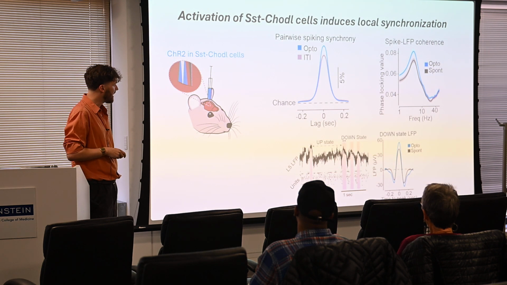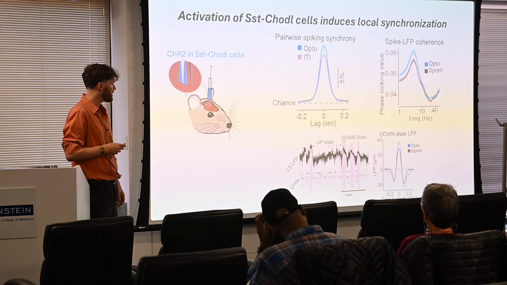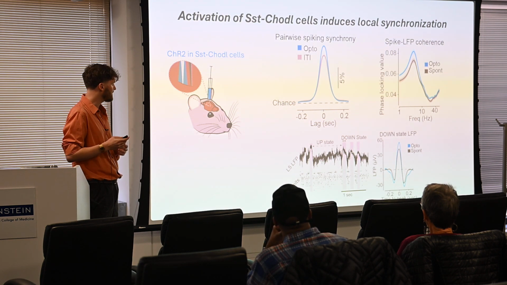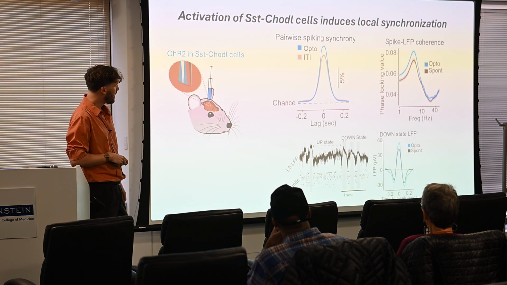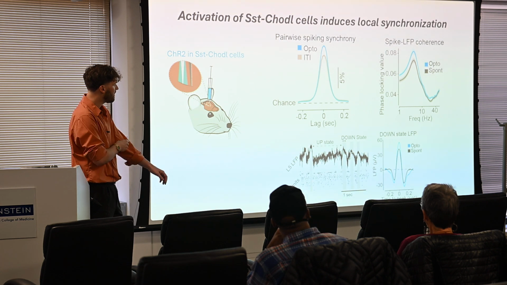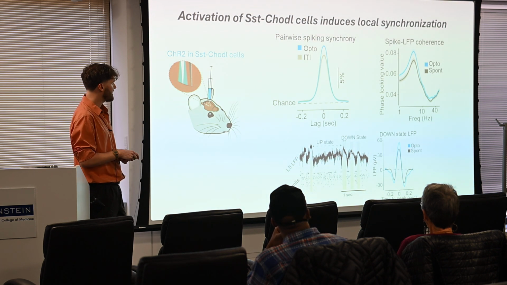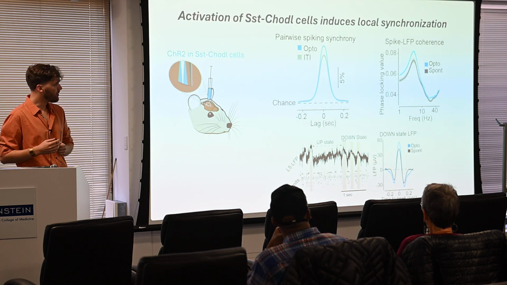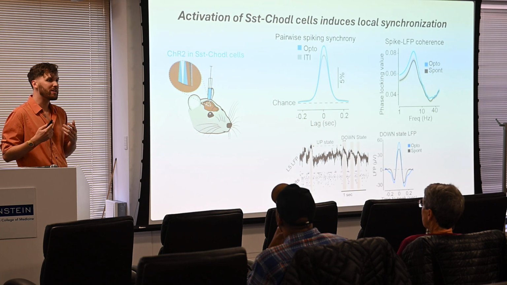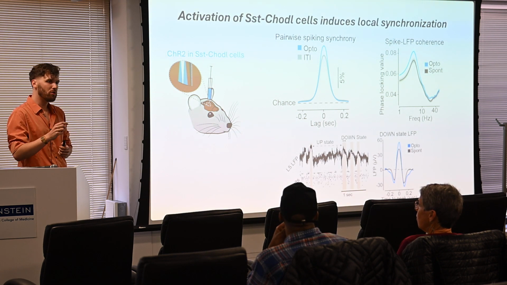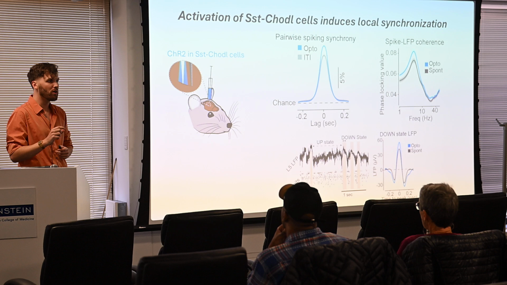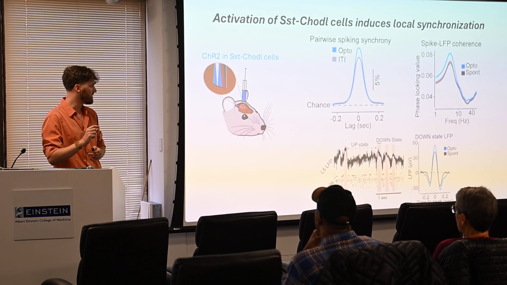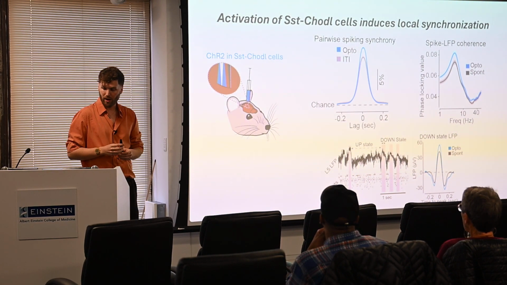And finally, we looked at down states, which are a feature of sleeping brain activity characterized by a positive deflection in the local field potential at the same time as a pause in firing activity. And when we stimulate these somatostatin chortle cells, these down states become more intense. So altogether, this is painting a picture where when we turn on these cells, we're making this local area of the brain seem more like it's asleep. We're increasing the synchronization state really, really locally around our stimulation.